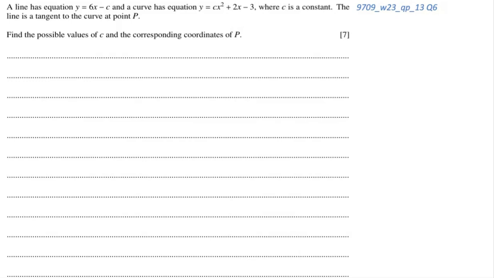Here is another problem from Winter 23, question paper 1-3, and this is question 6 on this exam.